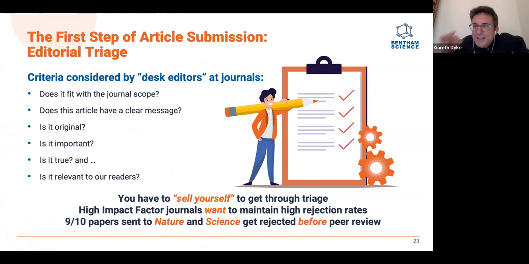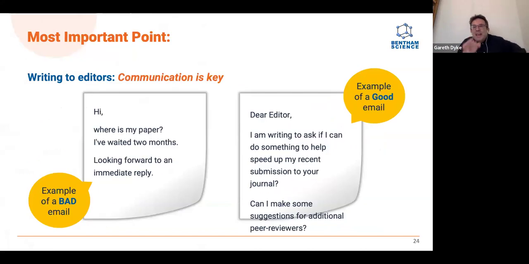You've got to sell yourself to get your work through triage, through this initial stage in the submission process. Of course, higher impact factor journals want to maintain higher rejection rates. So be smart with your submissions. Communication is key. As an author, writing to editors, communicating with editors.